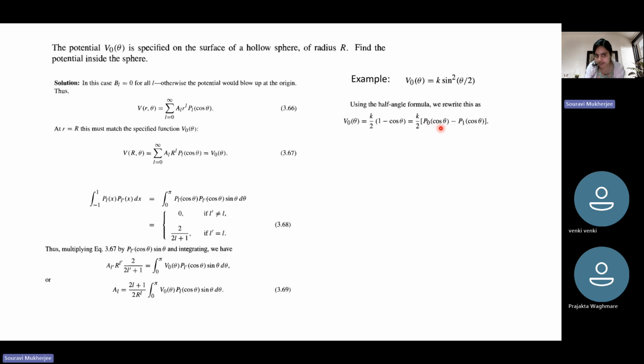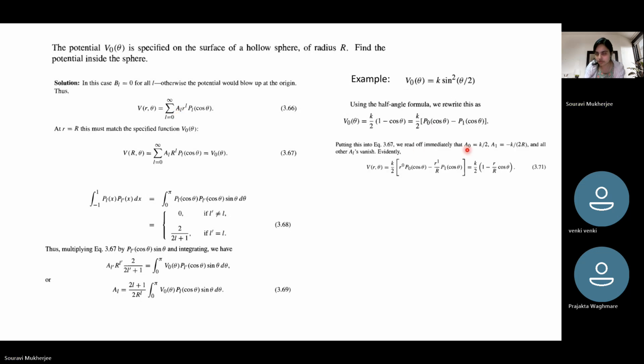Now you can compare this with this form. If you compare, you will get the values of AL. Here, you can write a value of A0 and A1. Only A0 and A1 remain, and all other terms are 0. Why? Because as you can see, only L equal to 0 and L equal to 1 are there in the potential. All other terms are not there, so only A0 and A1 will be there.